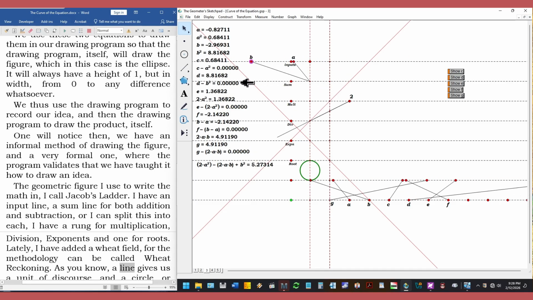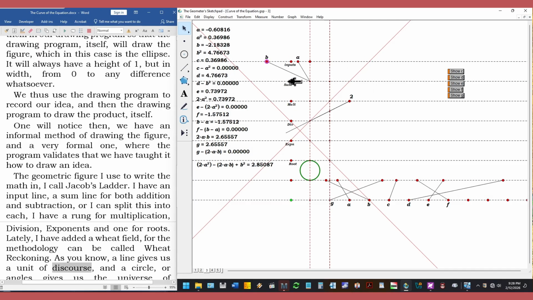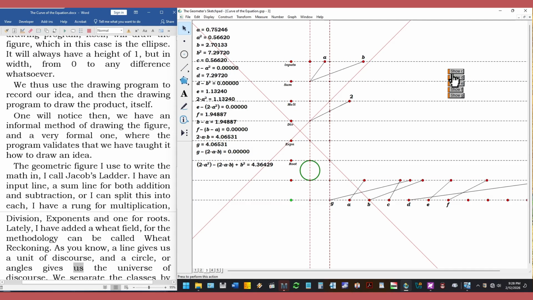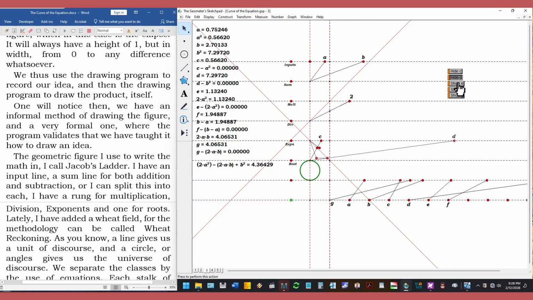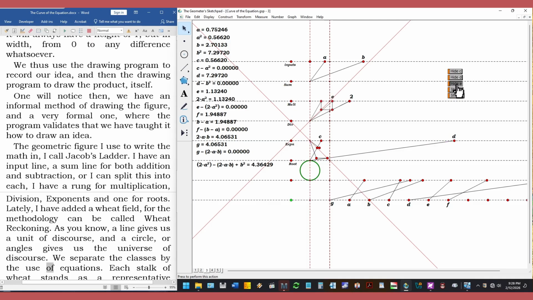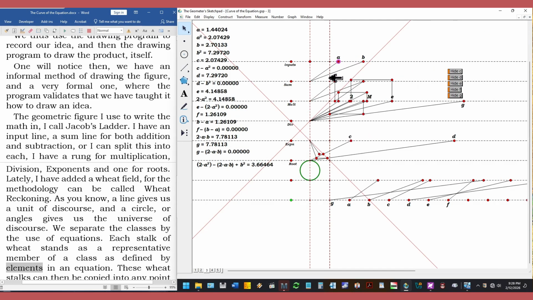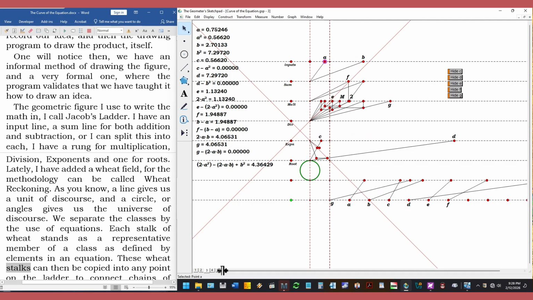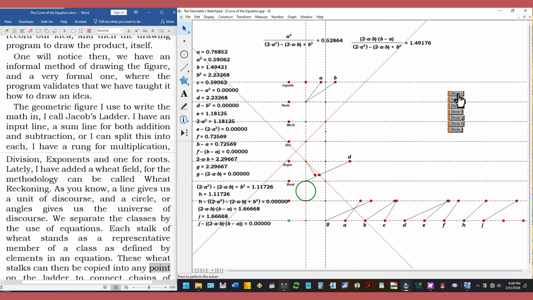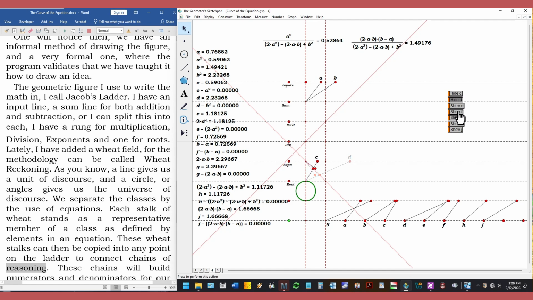As you know, a line gives us a unit of discourse, and a circle, or angles, gives us the universe of discourse. We separate the classes by the use of equations. Each stalk of wheat stands as a representative member of a class as defined by elements in an equation. These wheat stalks can then be copied into any point on the ladder to connect chains of reasoning.